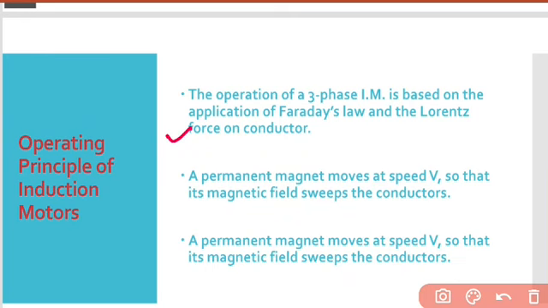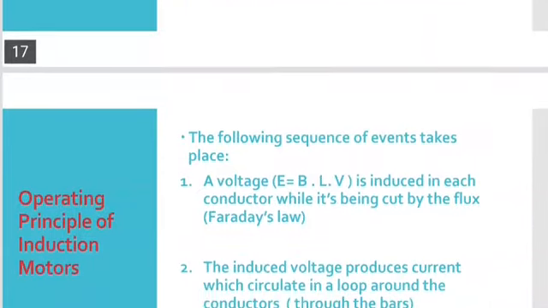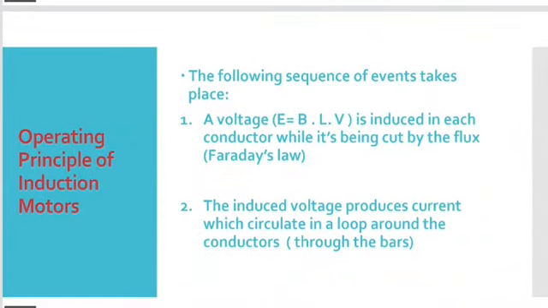A permanent magnet moves at speed v so that its magnetic field sweeps the conductors. This point tells us that when a permanent magnet moves at speed v, its magnetic field sweeps the conductor. Next, these are the steps which we are going to consider in the operating principle of the induction motor.